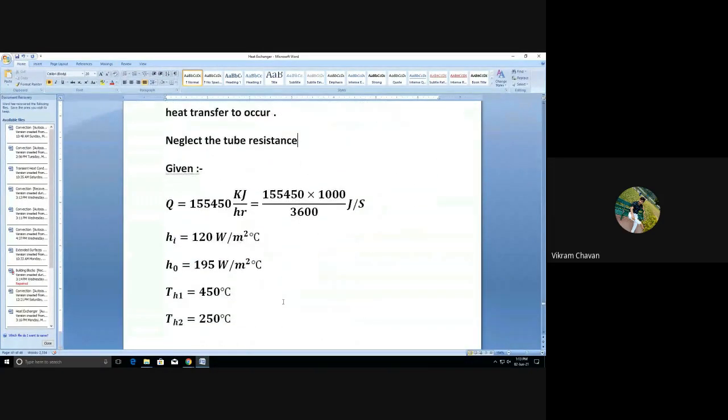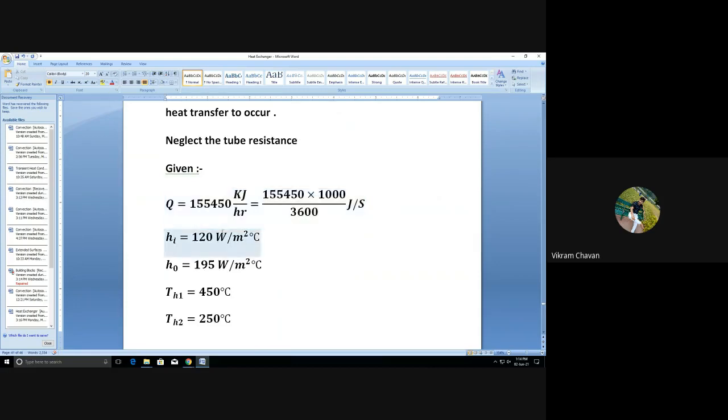Okay, so first of all we will write the given data. So Q is provided in kilojoule per hour, and it is equal to 15,540 kilojoule per hour. Now we have to convert that into joule per second. So we have to multiply by 1,000 to convert kilojoule into joule, and we have to divide by 3,600 to convert hours into seconds.